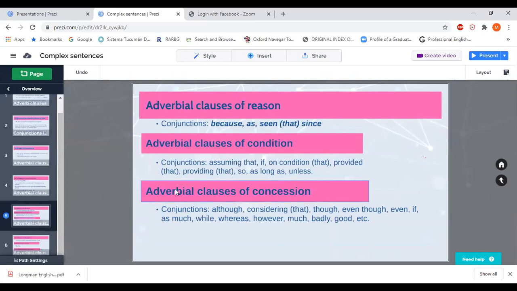There we have adverbial clauses of reason. Okay, and we saw an example at the beginning. They typically begin with because, as, seeing that, or since. Can you guys come up with an example?